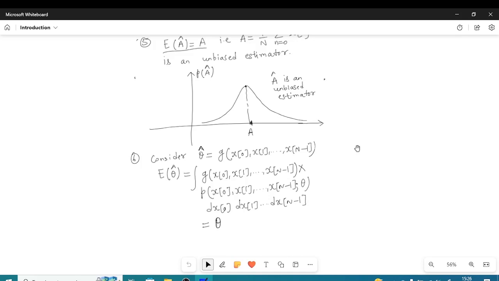Okay, so this was a general expression for a general estimator. So it is a condition for an unbiased estimator. Good.